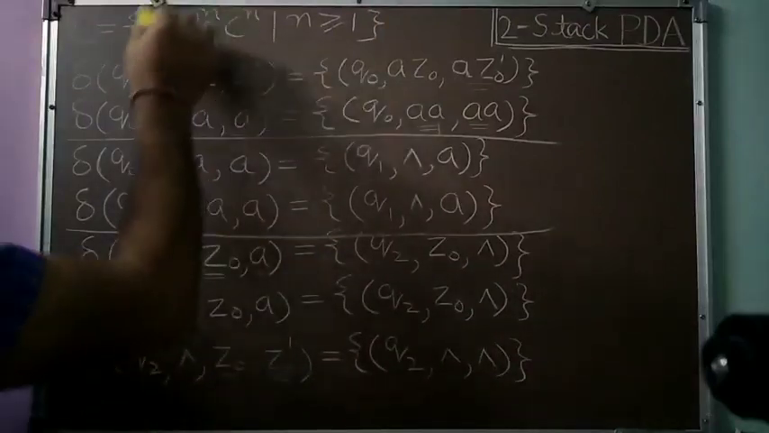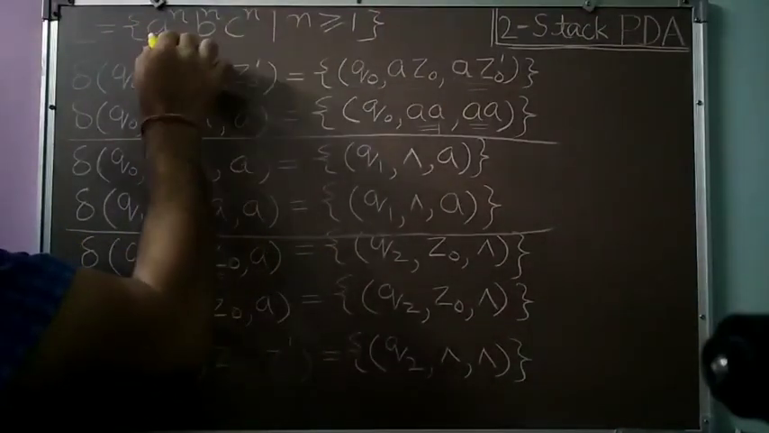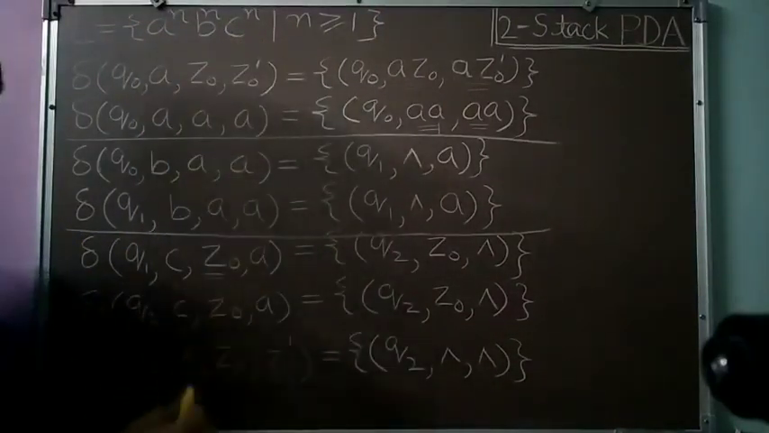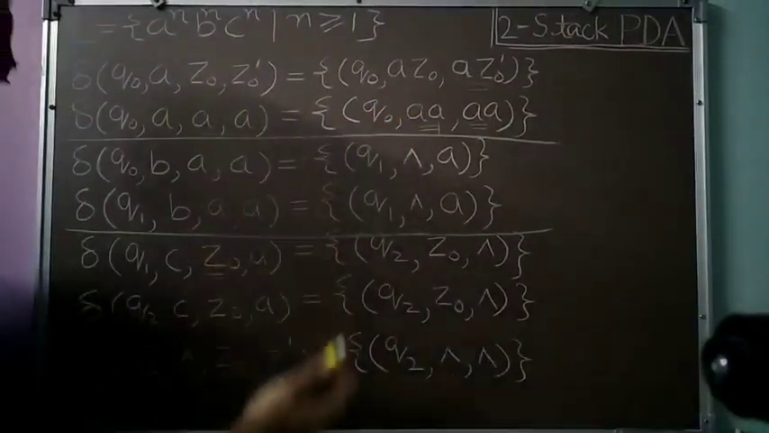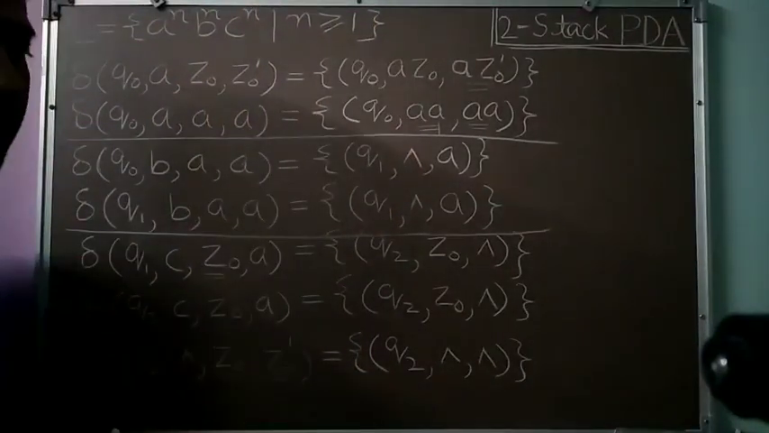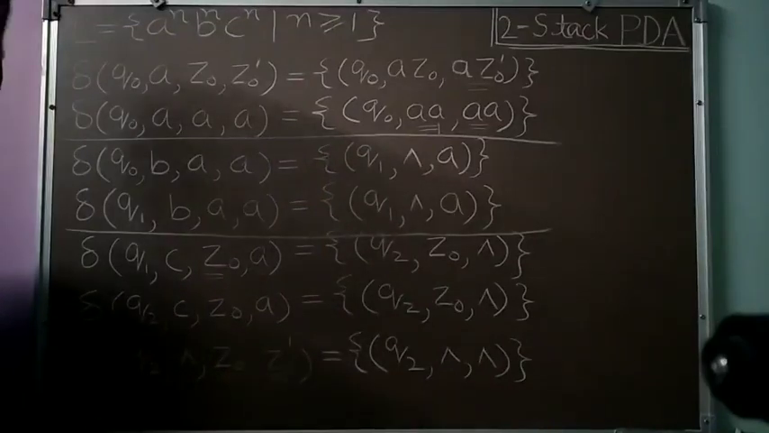So in this manner, we can get such strings where the number of A's, number of B's, and number of C's are simultaneously equal through this two-stack PDA. So this is the solution.